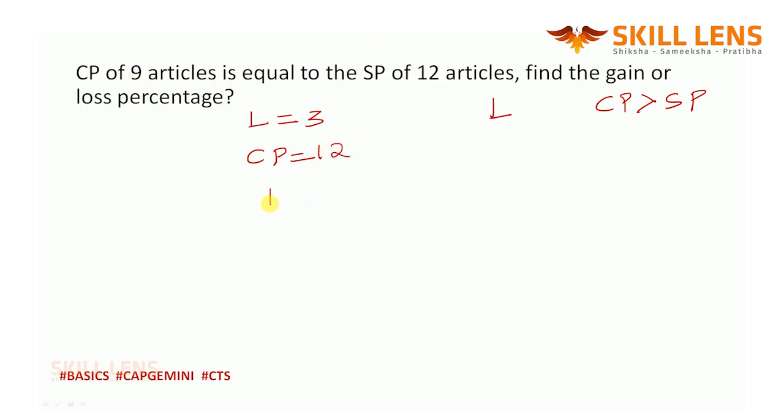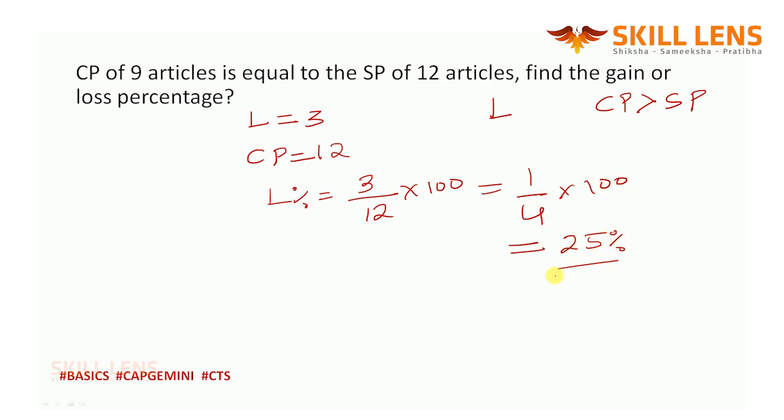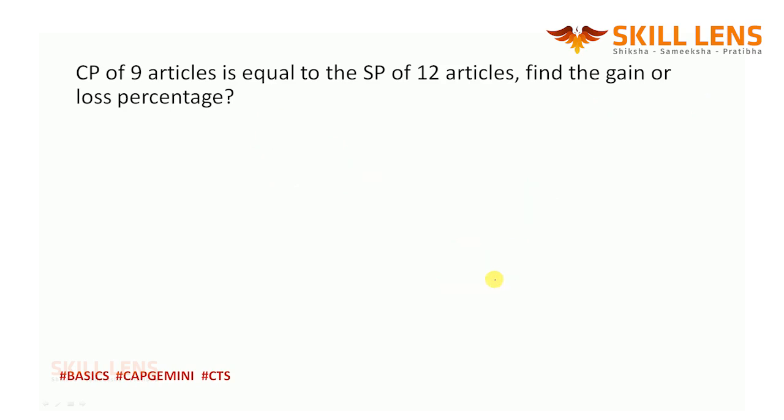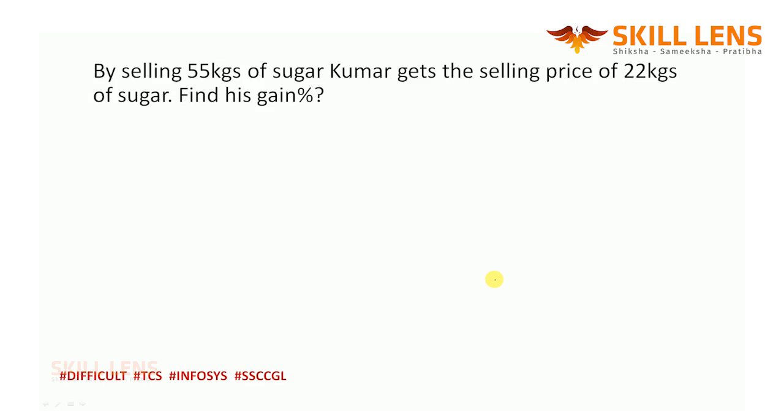So can I conclude the loss percentage is going to be loss by cost price into 100. So that will give you 1 by 4 into 100. What is 1 by 4 now? 1 by 4 is going to be what? 25%. This is how simply you can answer your questions very easily. Okay. Hope you understood this particular question. Let's go to the next question.